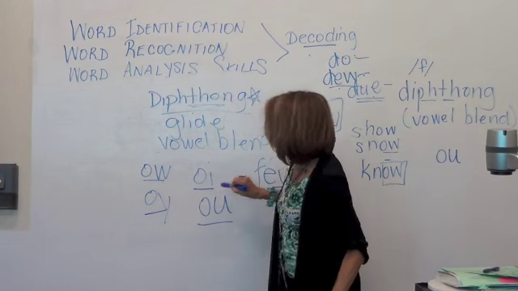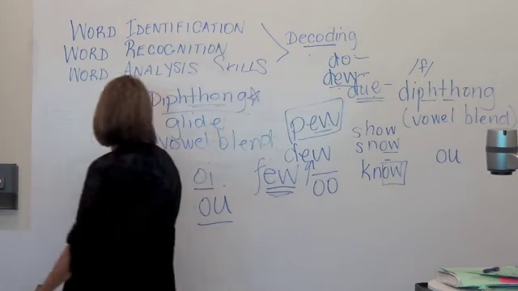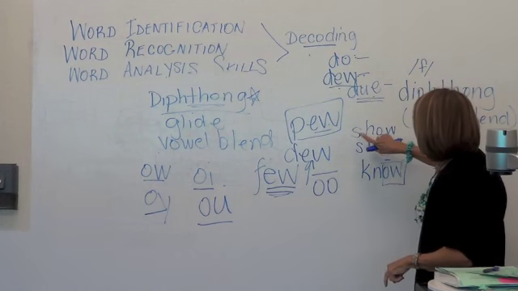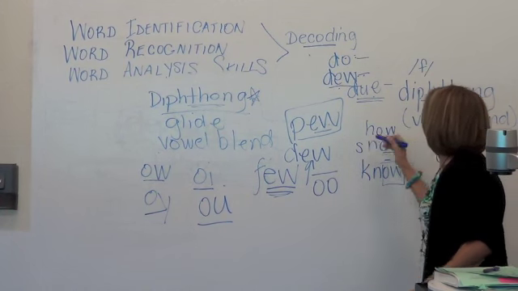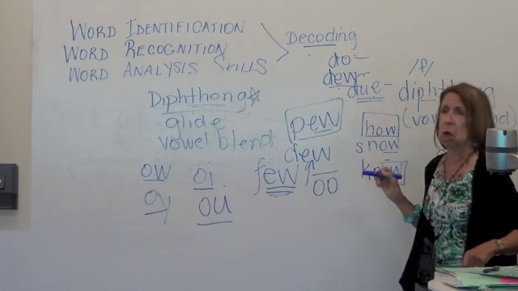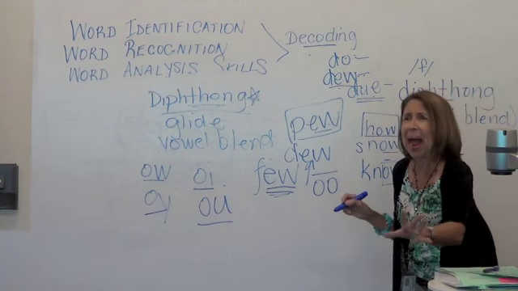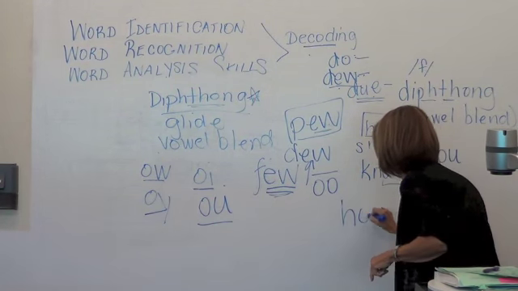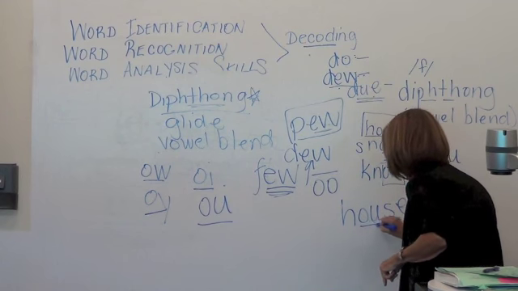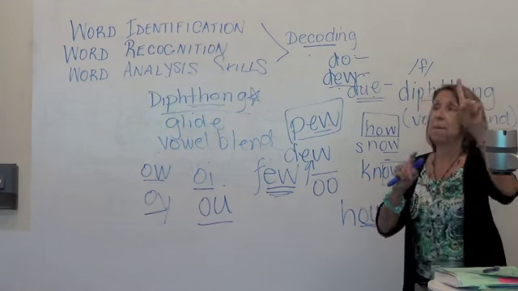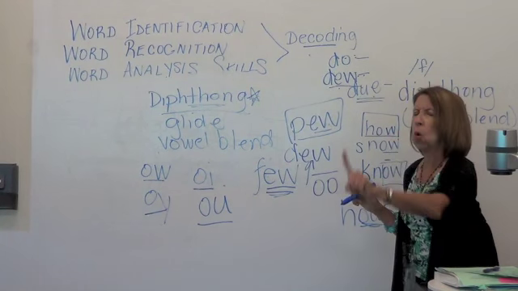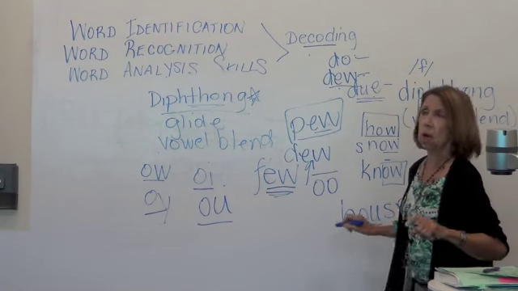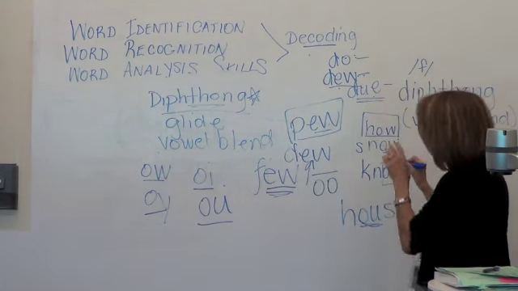But the OW and the OU can be digraphs or diphthongs. And we were talking about show and snow and no. So if I take the S off, digraph or diphthong? Diphthong, because it's owl, right? Diphthong. Owl. And what about the OW in house? Digraph or diphthong? If it blends together. If you only hear one vowel sound, and it's most always going to be a long O sound, but not always, because we'll show you those exceptions in a minute, okay?